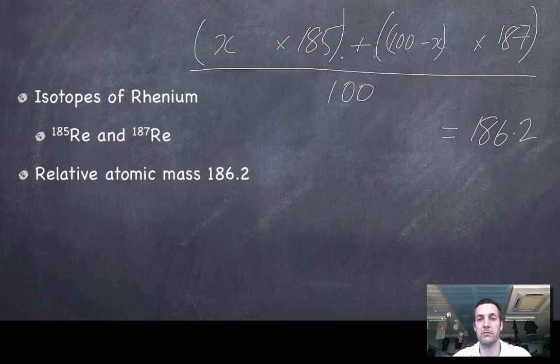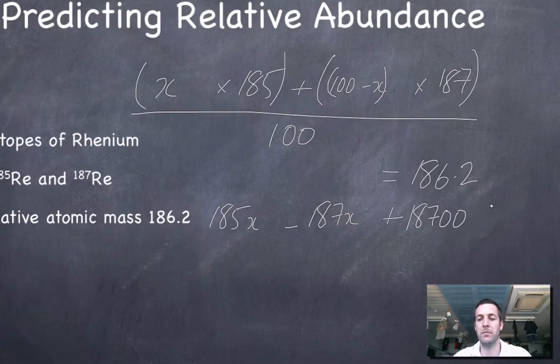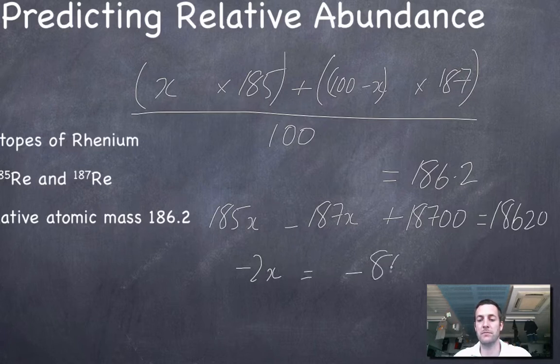I can multiply this out and end up with 185x minus 187x plus 18,700 divided by 100, but let's take that over to the other side and multiply this by it, and that would be 18,620. If I simplify this, I'll get minus 2x equals minus 80. And in that case, x must be 40.